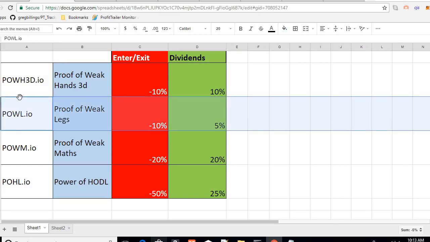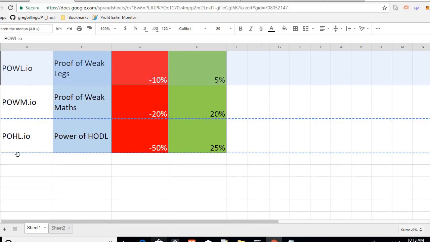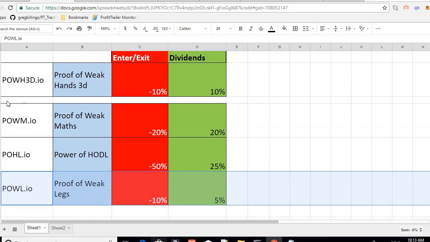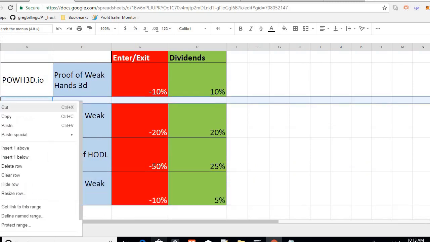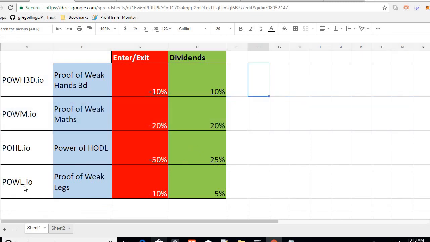Actually, Proof of Weak Legs, I'm going to move it to the bottom. Okay. I moved it to the bottom because this is the order in which I have the most money in. Proof of Weak Hands is first, the second is Proof of Weak Math, and then Power of HODL is number 3 on my list, and then Proof of Weak Legs is at the bottom.